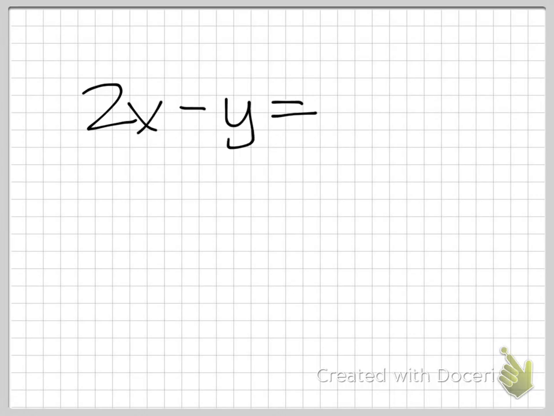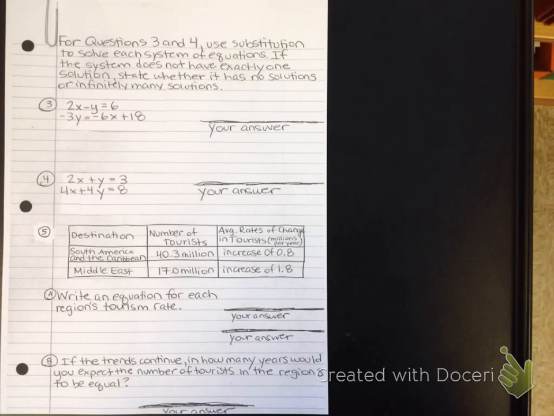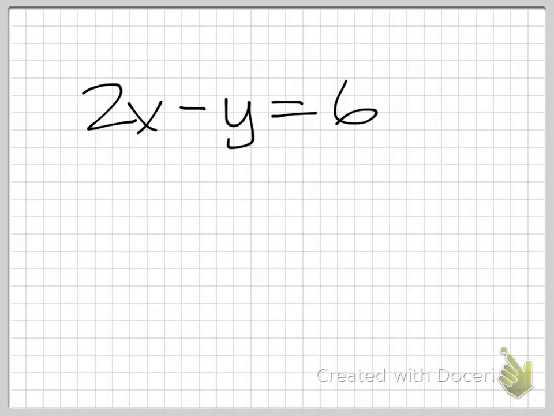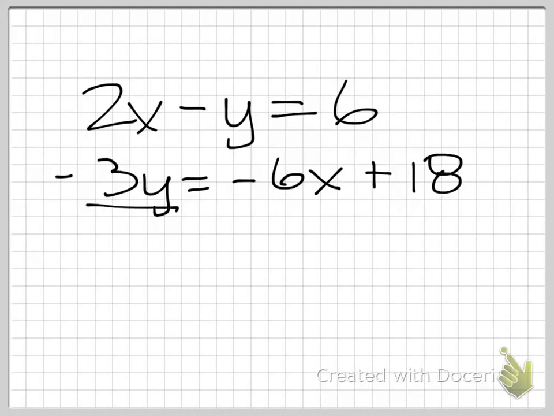So here's the first equation. And the second equation is -3y equals -6x plus 18. So I chose to make the second equation equal to y.